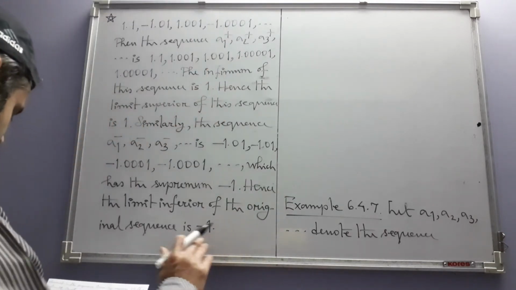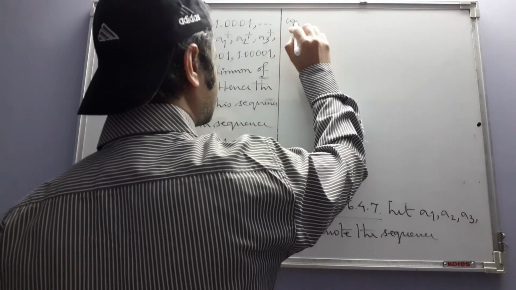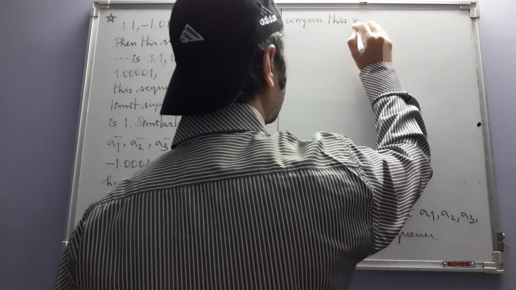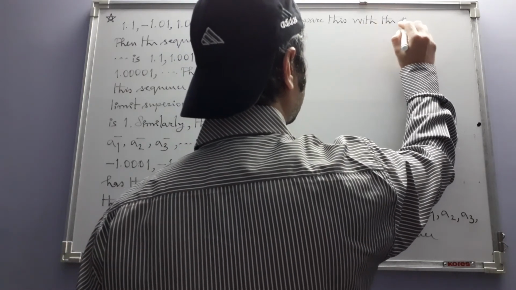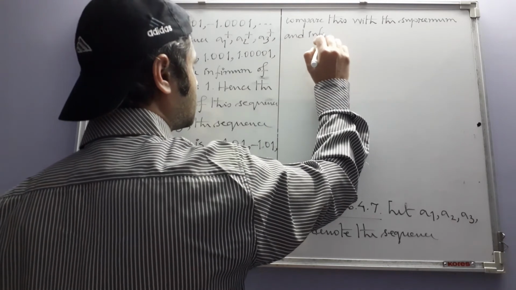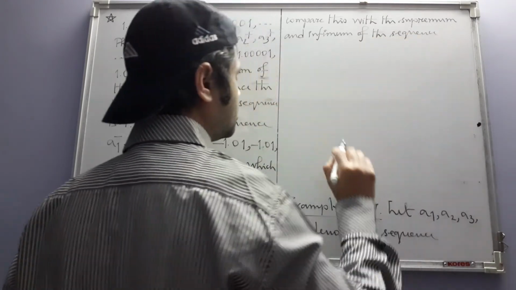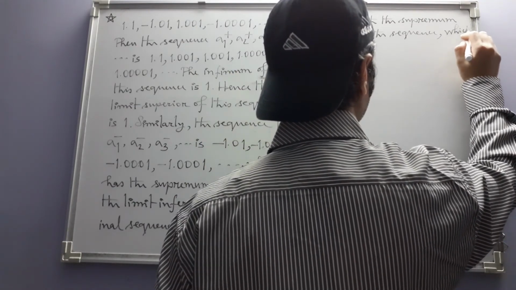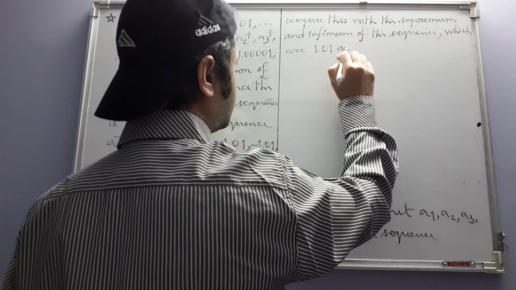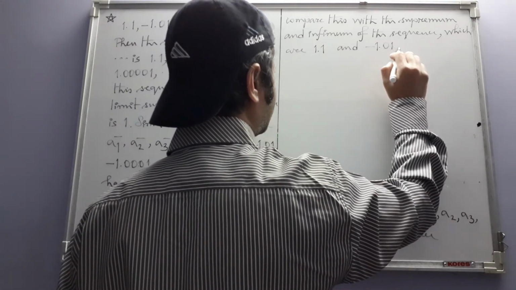But before leaving this example, there is one more line. One should compare this limit superior and limit inferior with the ordinary supremum and infimum of the sequence, which are 1.1 and minus 1.01 respectively.